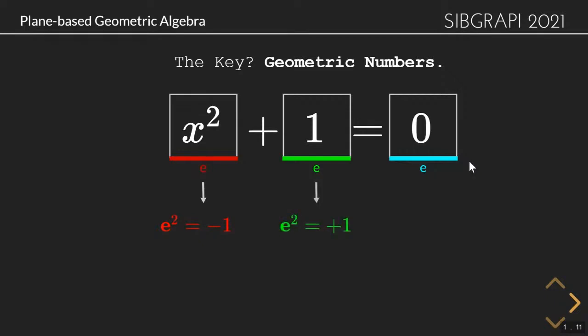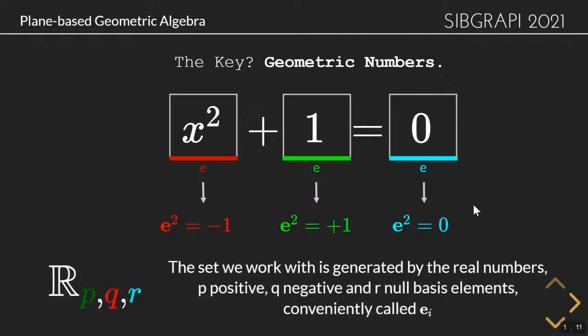And so we follow a similar construction, and we say green e is not a real number, but it squares to plus 1, and blue e is also on the side of a square, so it's not a real number, and it squares to 0. And these three numbers are going to be the key to get all of those nice features for computer geometry.